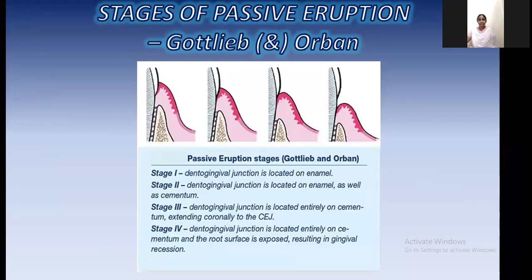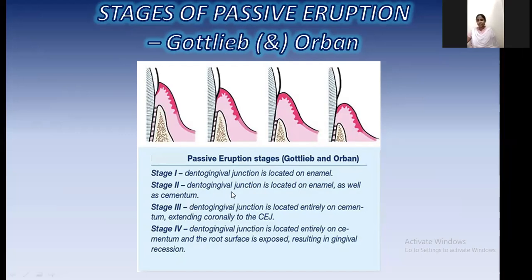Stages of passive eruption according to Gottlieb and Orban. There are 4 stages. This is a very important and often asked MCQ in AIIMS and PGI. So students, please pay attention. Stage 1 is the dentogingival junction is located on the enamel. Here. The dentogingival junction, that is the junction between the gingiva and the tooth, is located on the enamel, this tip.